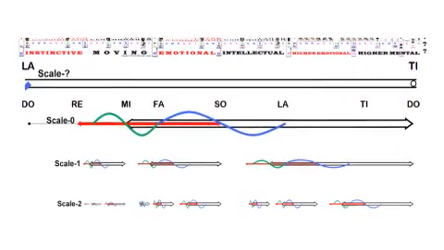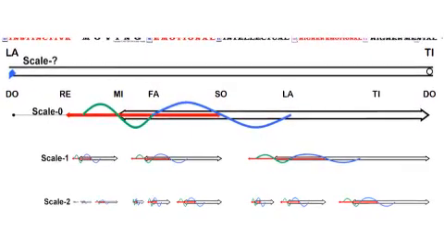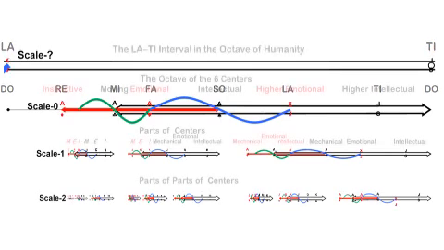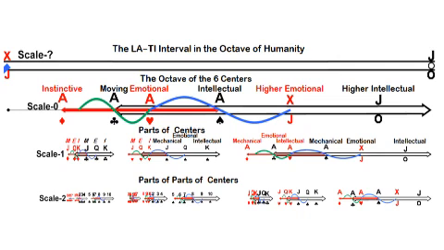Then a legend appears describing the centers of a human being, their parts and parts of parts, now on a 2-scale diagram. The 6 centers of function in human beings are still located on the 6 inner notes of the scale 0 octave. The 3 parts of these 6 centers, 18 cards, fall on the inner notes of the 3 scale 1 inner octaves. Finally, the entire deck of 54 cards is located on the inner notes of the bottom 9 scale 2 inner octaves, representing the parts of parts of centers.